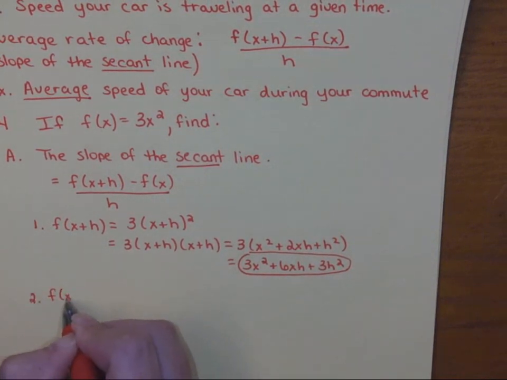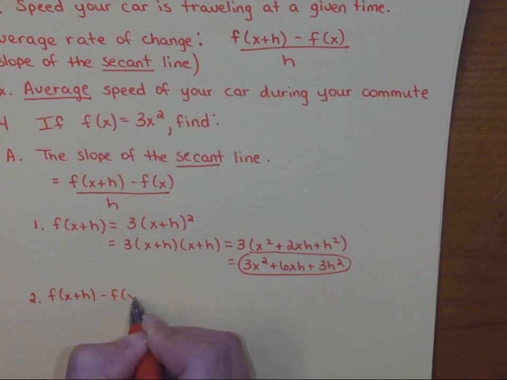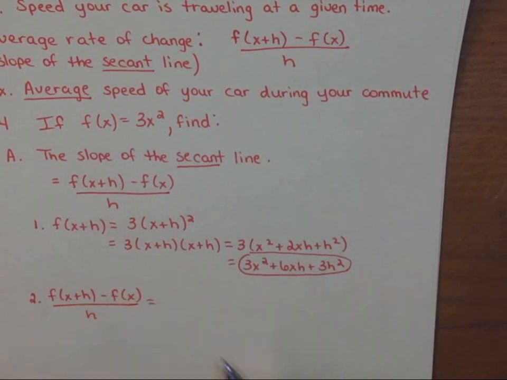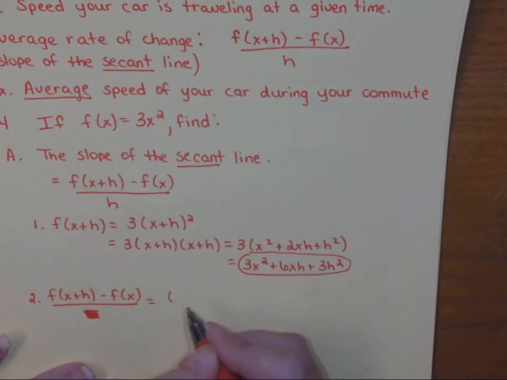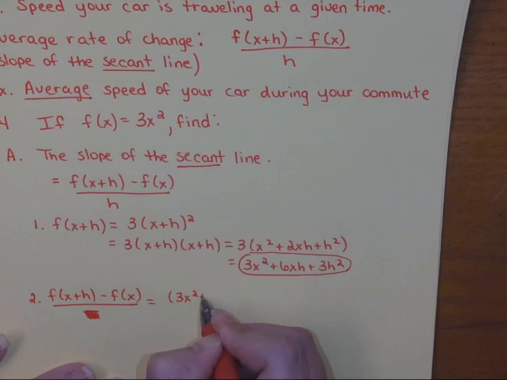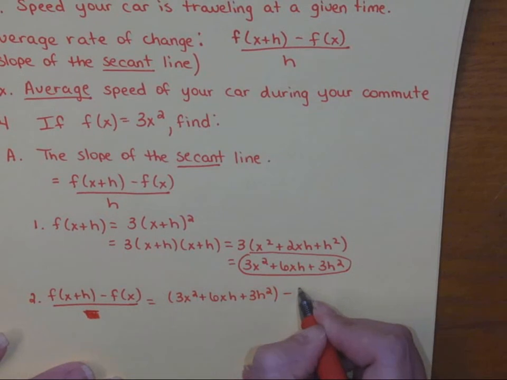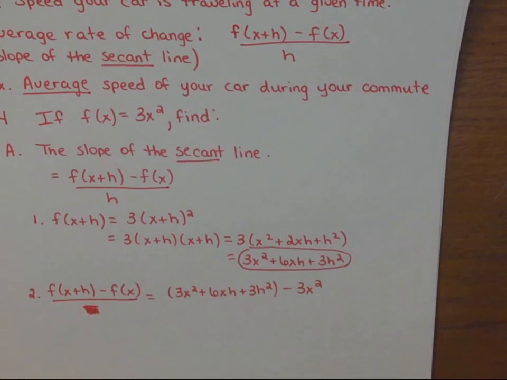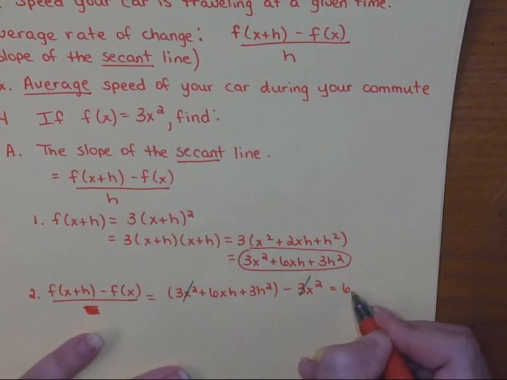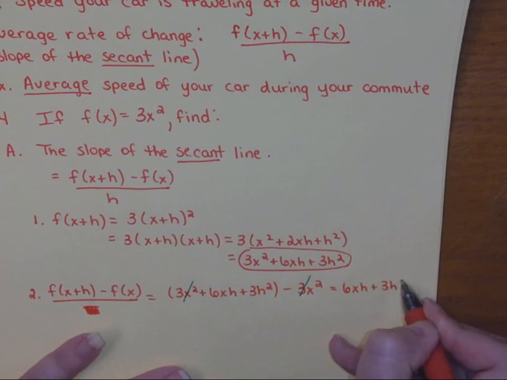Step 2, we're going to do f of x plus h minus f of x over h. Sorry, I've skipped a step, right? So not over h, right? Just f of x plus h minus f of x. I was trying to skip down to step number 3. So for step number 2, we'll do 3x squared plus 6xh plus 3h squared minus the original function, which was just 3x squared. So notice what's going to happen here. My 3x squareds are going to go away. So I'm left with 6xh plus 3h squared.